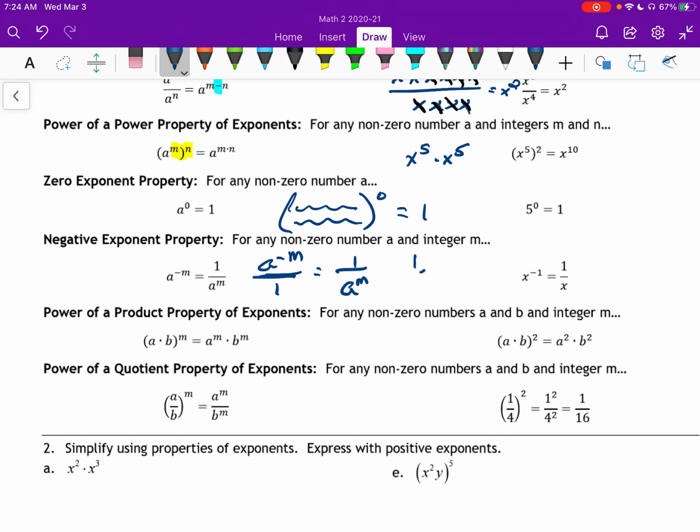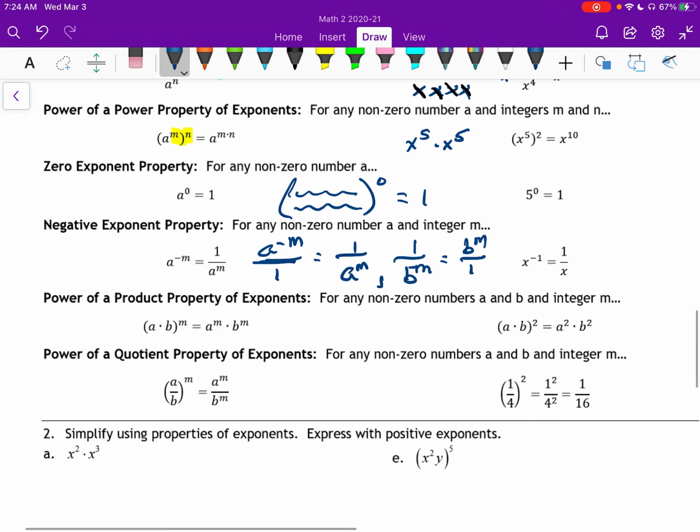Similarly, if we had 1 over b to the negative m on the bottom, that would be equal to b to the m over 1. All right, so it could either move from top to bottom or bottom to top, and that could be useful sometimes.